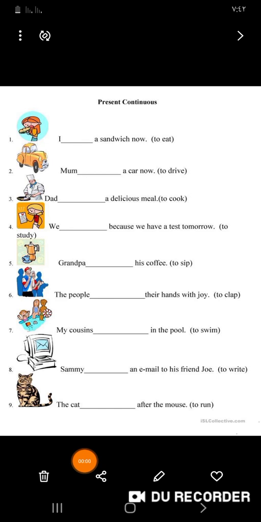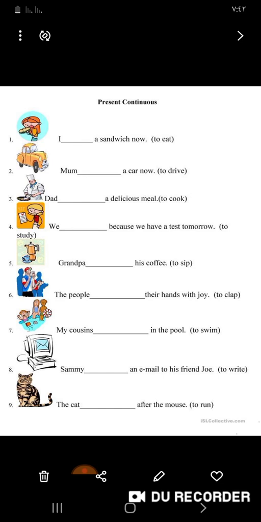Let's practice on present continuous. Number 1, I a sandwich now. So I put am. I am eating. And mom is driving. Dad is cooking. We are studying.